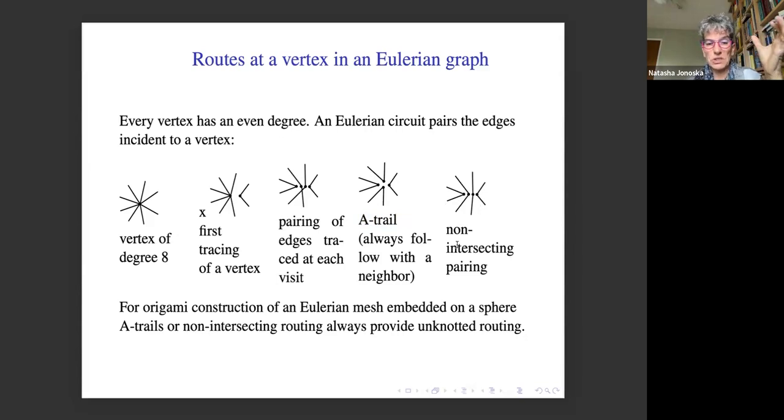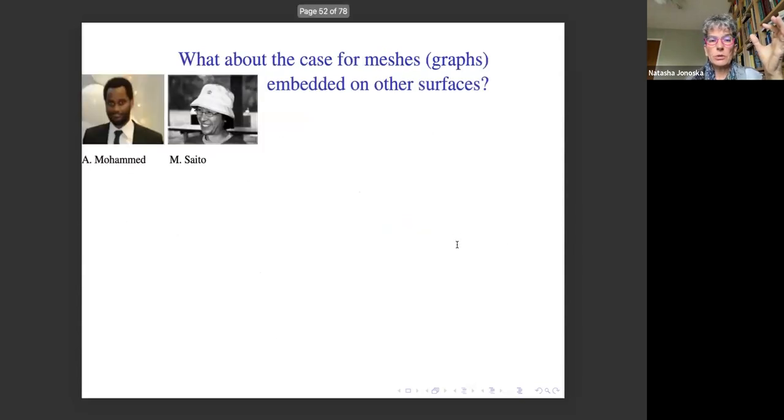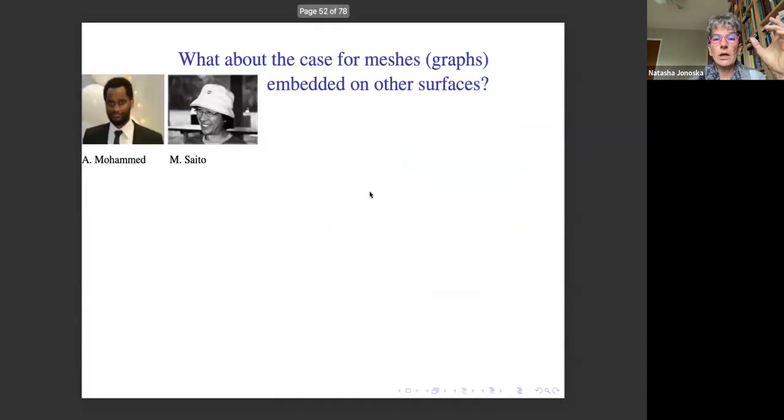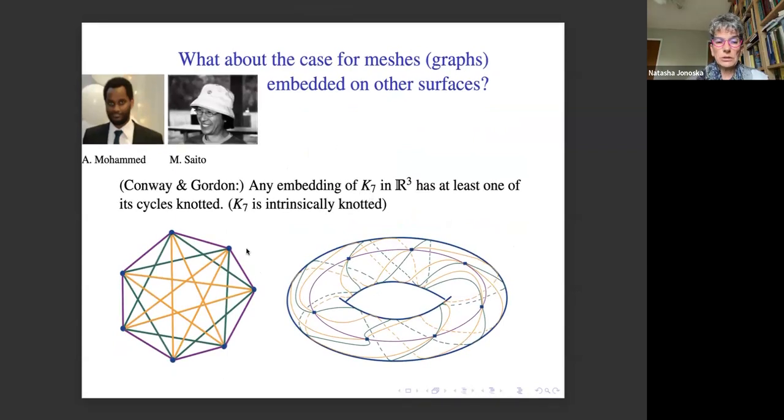So the question that we started looking at was, what can we do about meshes or structures that are embedded on other surfaces, not on a sphere? Everything that they did originally here was on a sphere. Everything is spherical, if you can think about it, topologically a sphere, right? So we looked at, say, embeddings on torus and other surfaces.